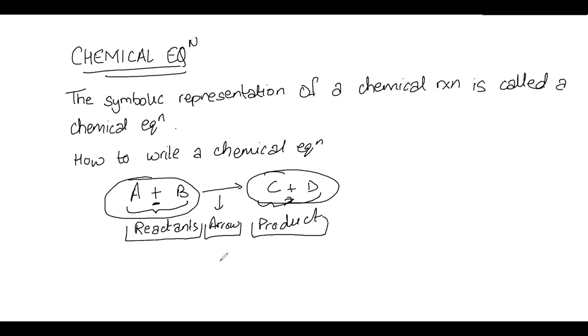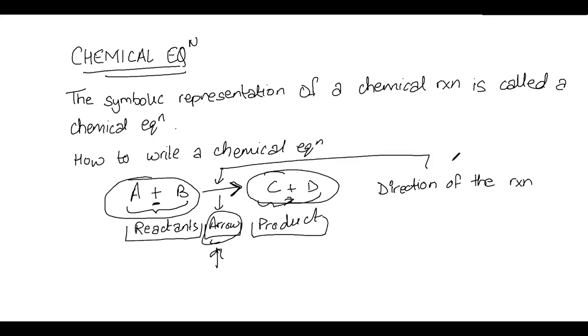And this arrow always points towards the products. As we can see over here also, the arrow is pointing towards the product, and this arrow depicts the direction of the reaction. So what is the work of this arrow? It will depict the direction of the reaction. So these are the three components of a chemical equation.